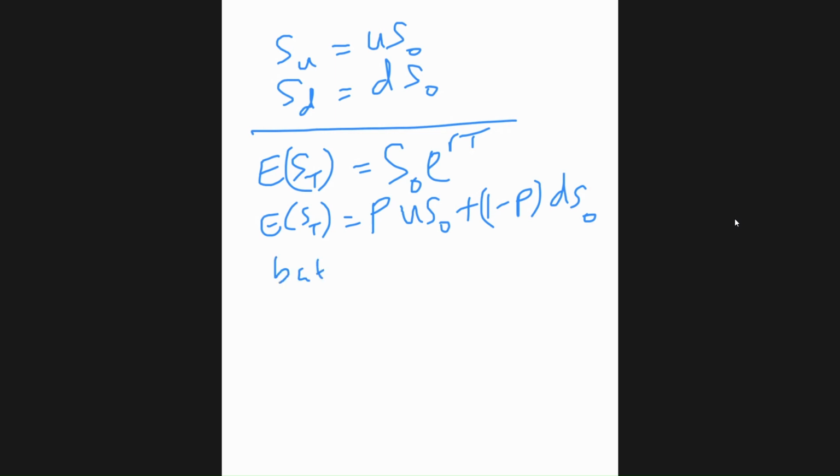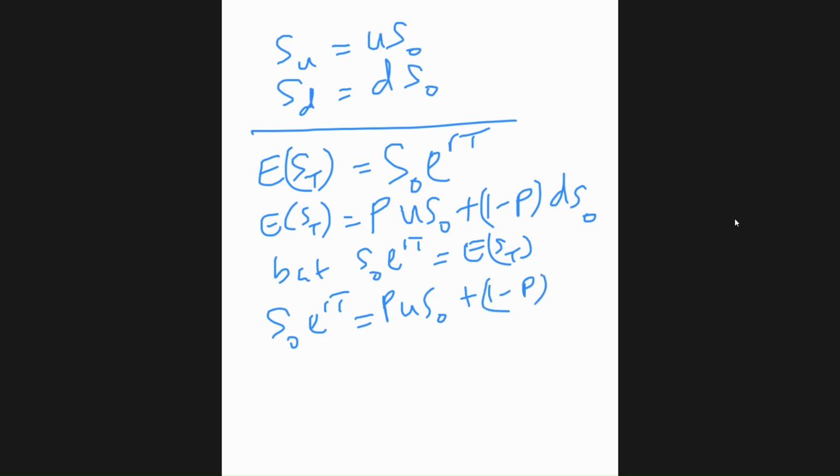But we know S0 is equal to the expected price discounted, which means we can also say S0 exponential RT is equal to P U S0 plus 1 minus P. Let's just keep that so that times D S0. Yeah, we can have that one there like that.